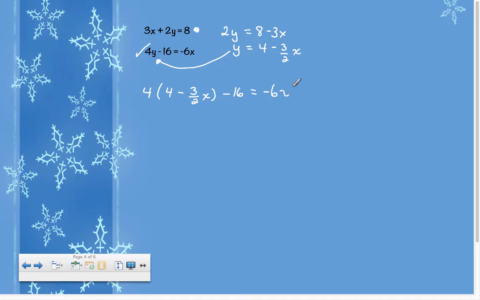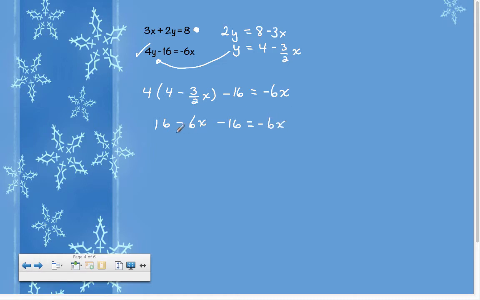All right, got a lot of solving to do here. 4 times 4 is 16. 4 times 3/2. Please do not shudder at this. There's a lot of ways to do it. 4 times 3 is 12, divided by 2 is 6x. 4 times 1.5 means 4 times 1 plus half of 4, which is 2, so you get 6. A lot of different ways to do it.